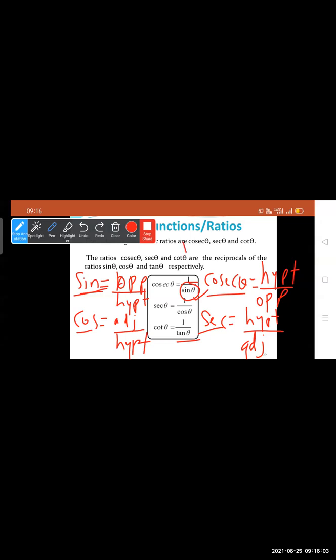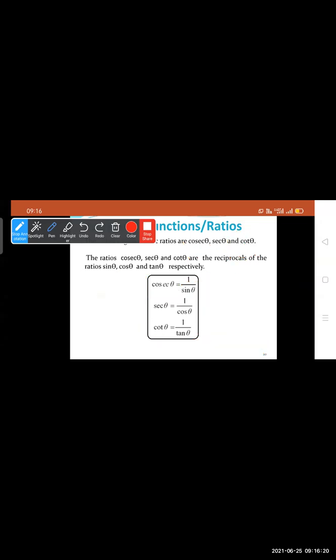So for tan, we write tan is equal to opposite side upon adjacent side, right? So cot is equal to the ratio of adjacent side to the opposite side. So there are a total of 6 ratios here. Yes, 6 ratios: sine, cos, tan, and their reciprocals cosec, sec, and cot. Okay, I hope you understood.